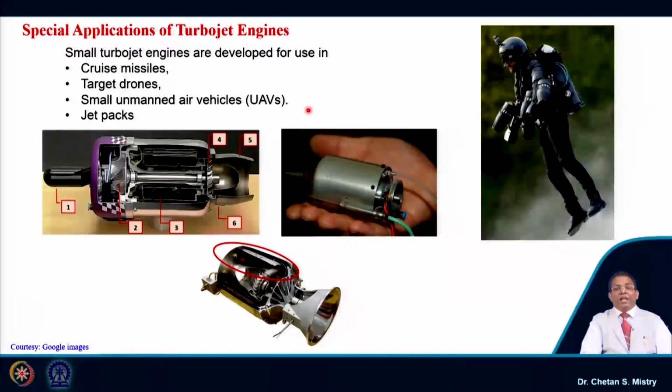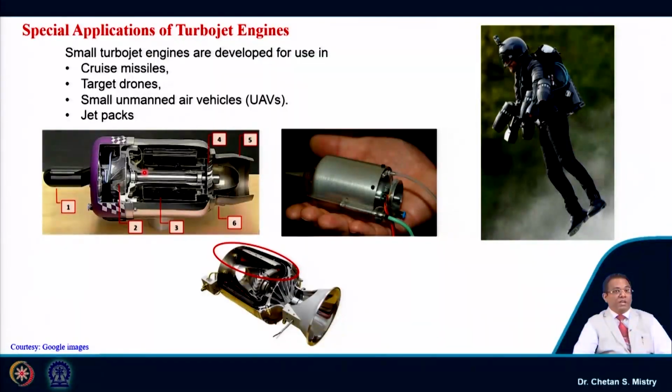Now, there are special applications of these turbojet engines. Small turbojet engines have applications for cruise missiles, target drones, small unmanned air vehicles like UAVs, and jetpacks. That is a major attraction these days. These engines are of small size and have special application for drones.